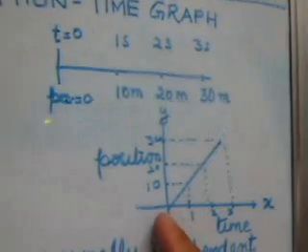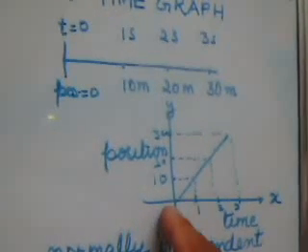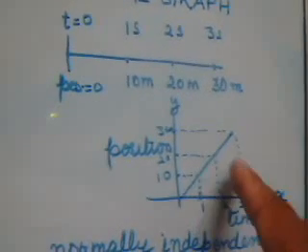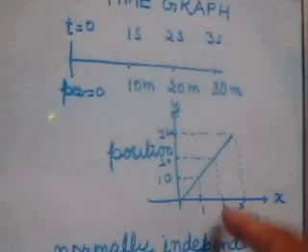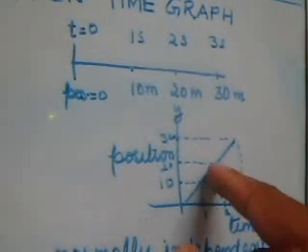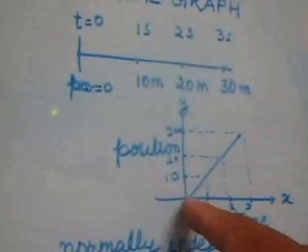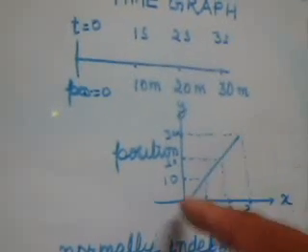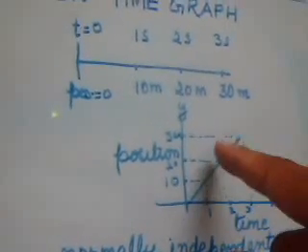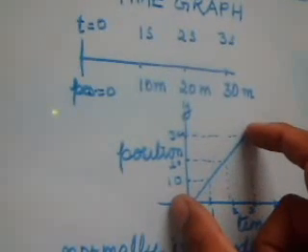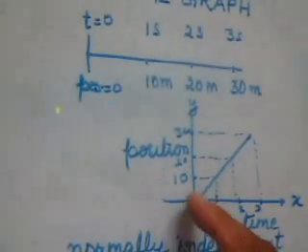So at 0 time, position is 0. At 1 second, position is 10. At 2 seconds, position is 20. At 3 seconds, position is 30. So we have 4 points. We will join the line. This is our position time graph. This is a straight line.